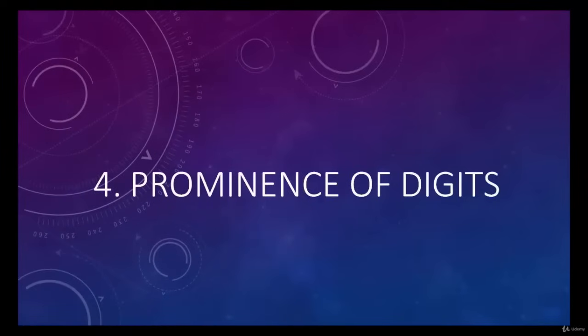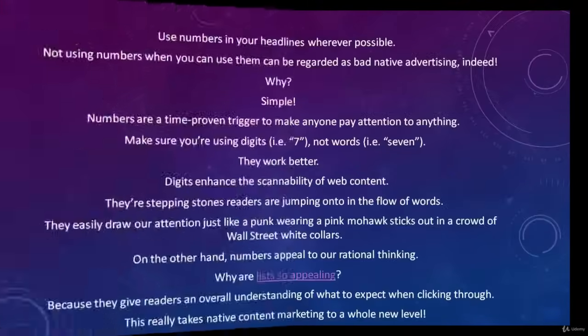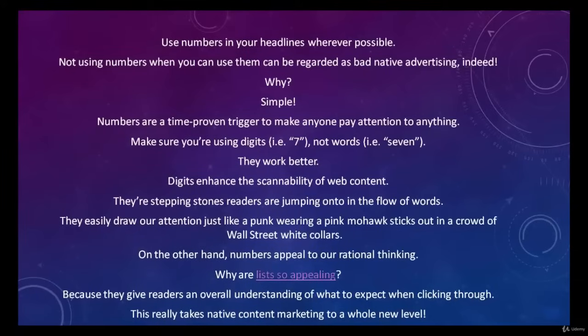4. Prominence of digits. Use numbers in your headlines wherever possible. Not using numbers when you can use them can be regarded as bad native advertising indeed. Why? Simple. Numbers are a time-proven trigger to make anyone pay attention to anything. Make sure you're using digits, not words. They work better. Digits enhance the scannability of web content. They're stepping stones readers are jumping onto the flow of words.